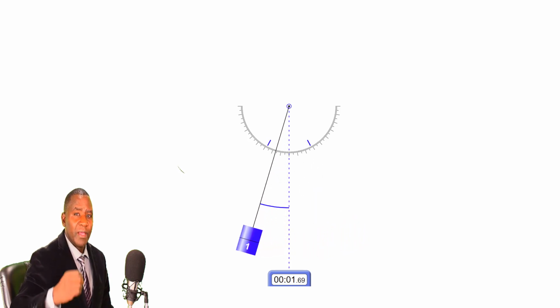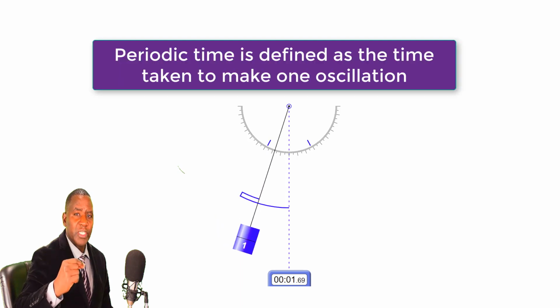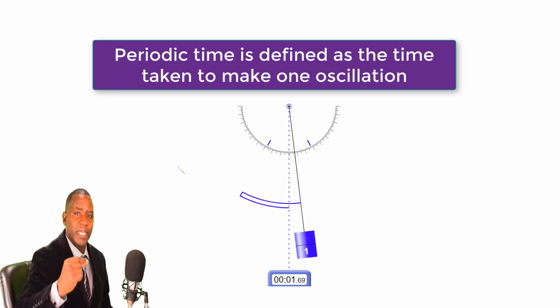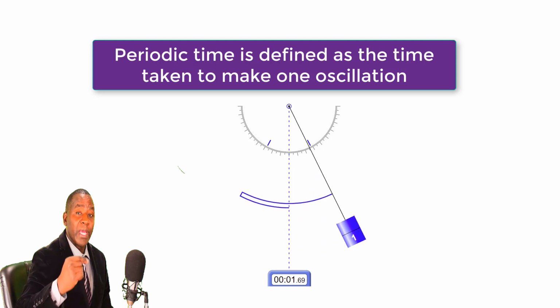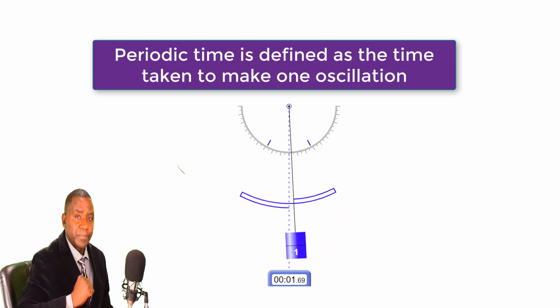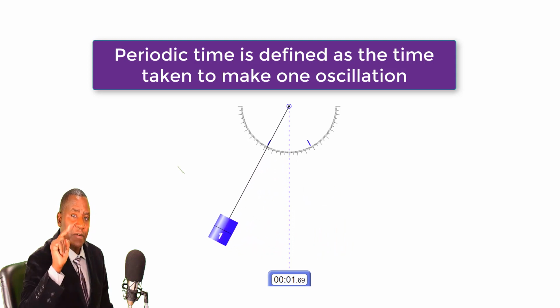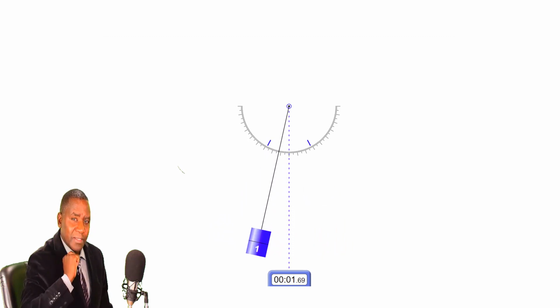So remember, the second property of waves is periodic time. Periodic time is defined as the time taken for the particle to make one oscillation or one vibration. The next property is referred to as wavelength.